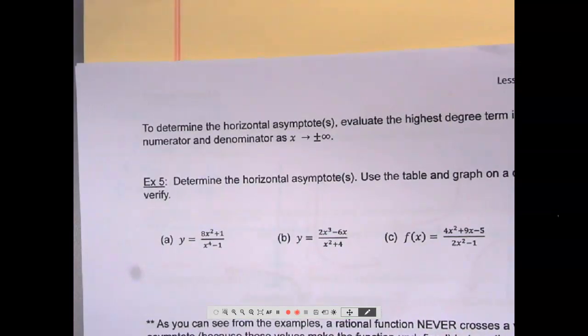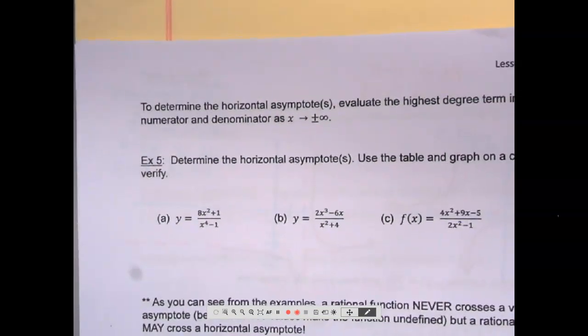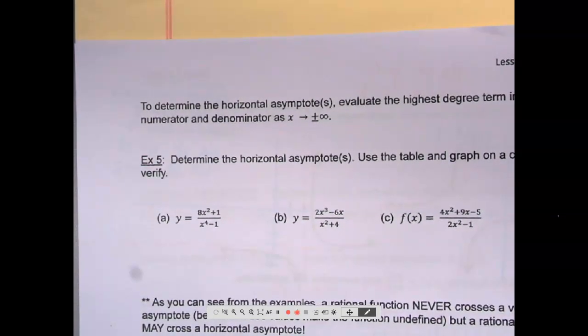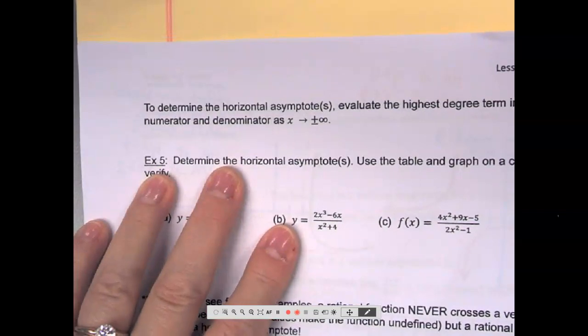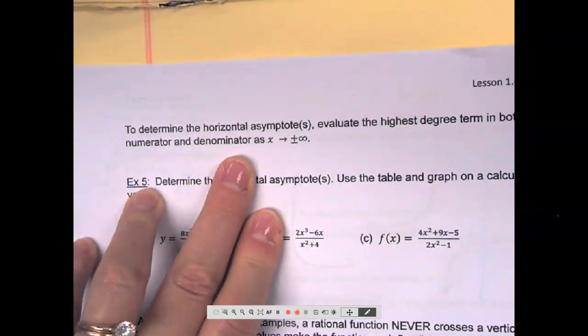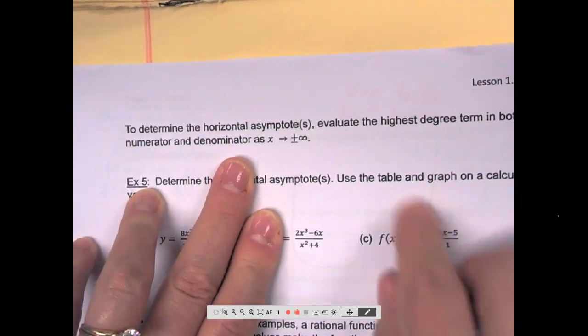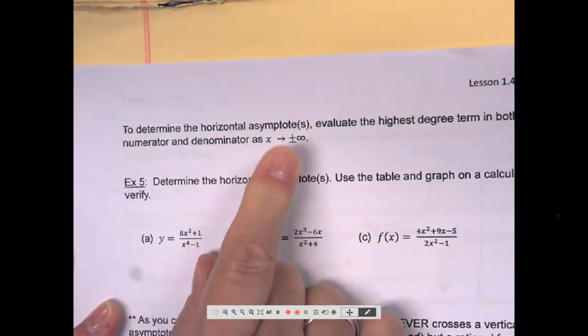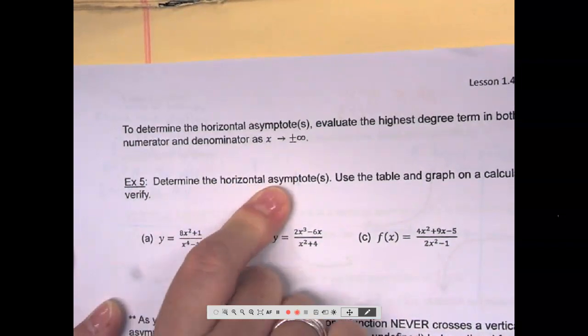Okay, so it turns out we can identify a horizontal asymptote without graphing it or looking at our table on our calculator. We can analyze the function and determine if it will have a horizontal asymptote, and if it does, what is it? Okay, very cool. All right, so to determine a horizontal asymptote, or sometimes there might be multiple ones, evaluate the highest degree term in both the numerator and denominator as x approaches infinity and negative infinity.